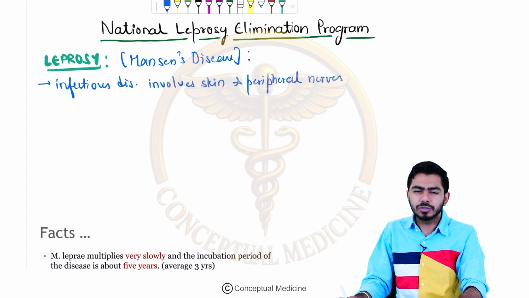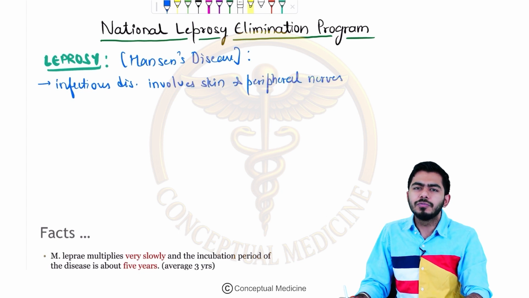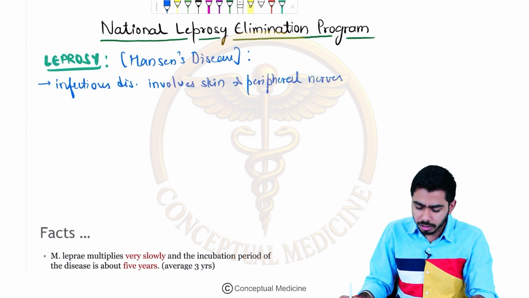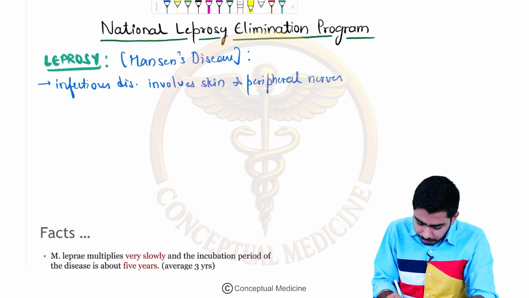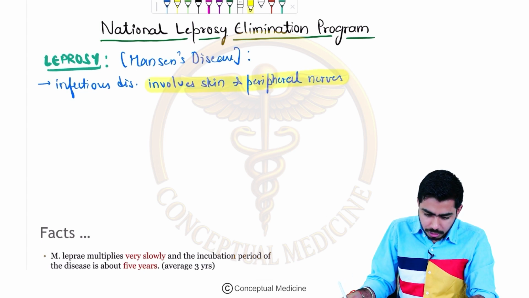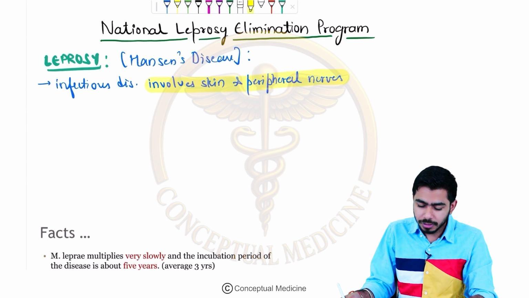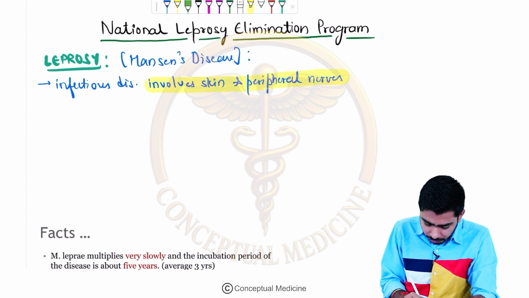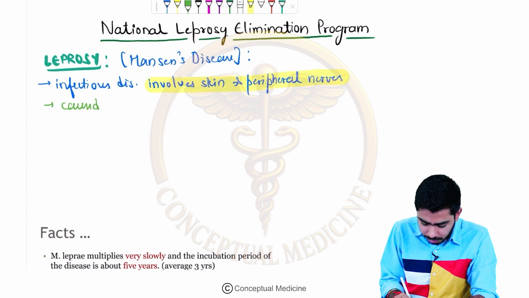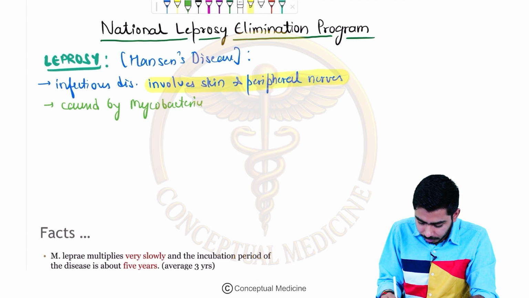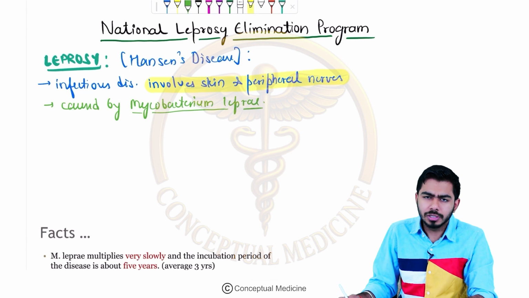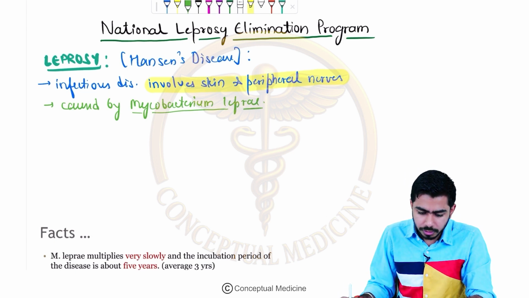It is involving multiple nerves, guys. I will talk about the nerve most commonly involved, that is the ulnar nerve. We'll talk about that, don't worry, but for now please remember that it involves the skin and the peripheral nerves. Can somebody tell me what is the causative agent, the etiological agent that is causing leprosy? Yes, I heard that right, it is caused by Mycobacterium leprae, right? That is the causative agent.